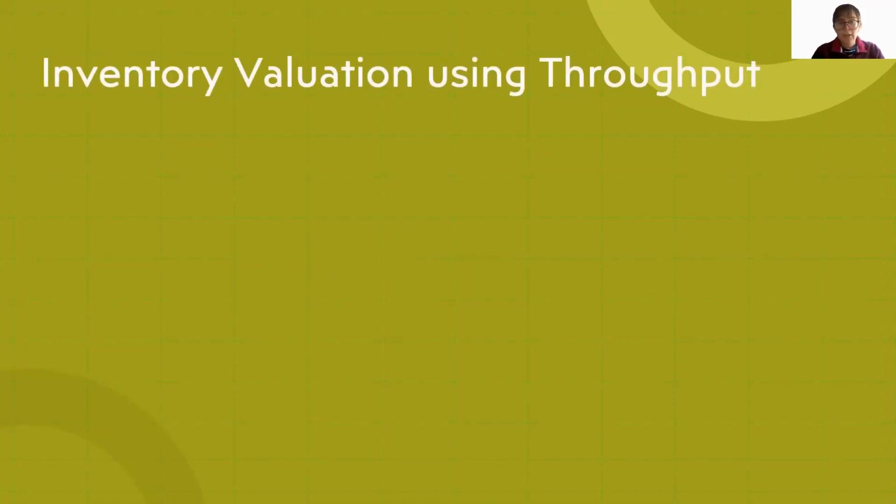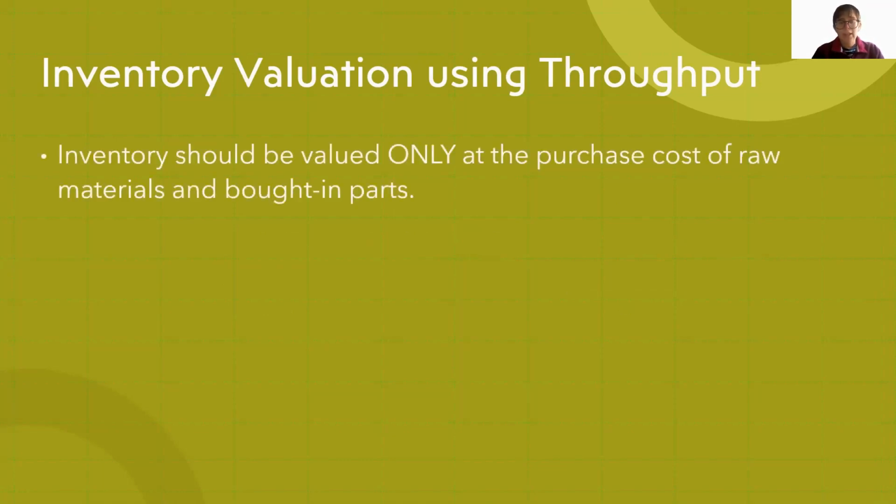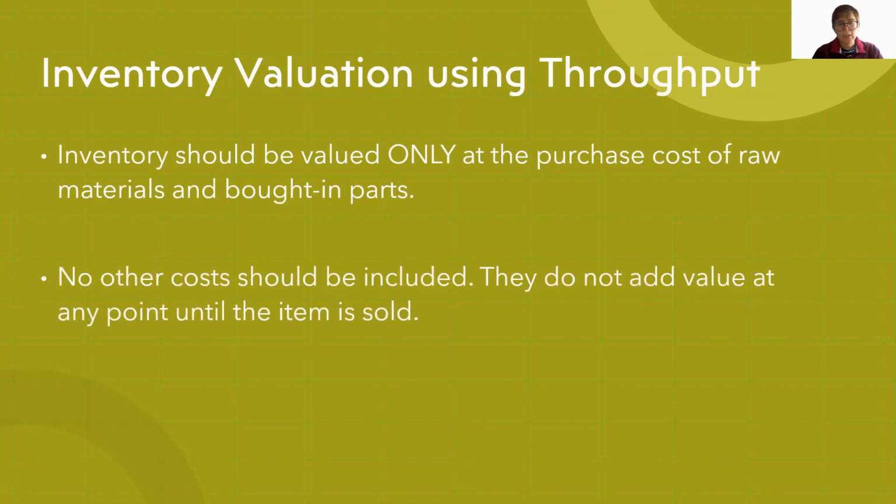We can also value our inventory using throughput accounting. So if we do this then, inventory should only be valued at the purchase cost of raw material and bought in parts. No other costs should be included in this figure. They do not add any value at any point until that item is sold.